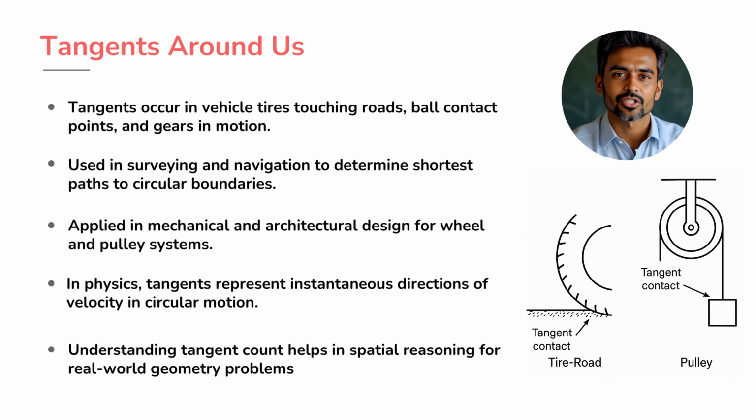Now, let's see where tangents appear in our daily life. When a bicycle wheel rolls on the road, the point of contact forms a tangent. In gear systems, teeth of one gear touch another along a tangent line, ensuring smooth motion. In physics, when an object moves in circular motion, its instantaneous velocity is always tangential to the path. And in engineering and design, tangents are used to construct roads, tracks, and even architectural curves for perfect alignment. So, tangents aren't just mathematical lines, they represent the real world connection between straight and curved motion.